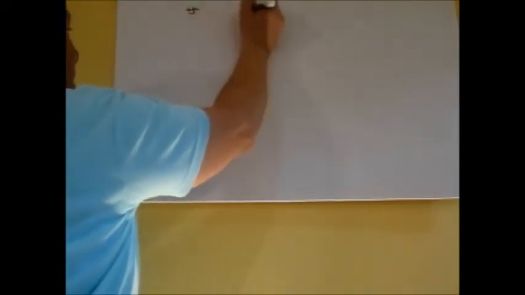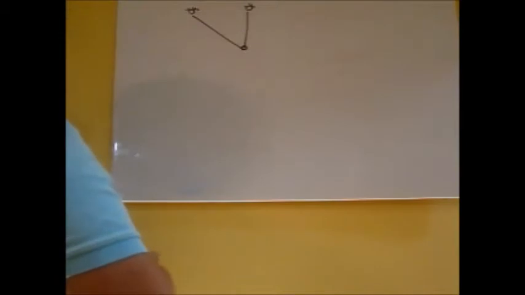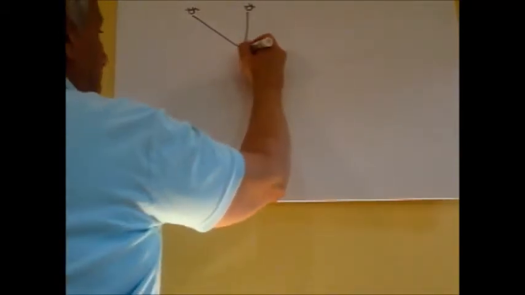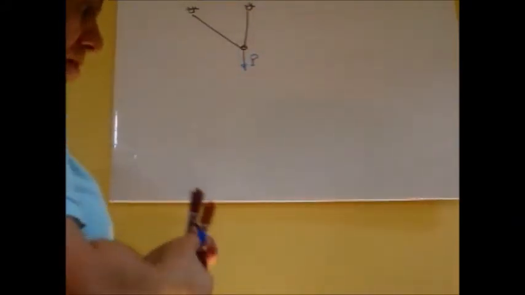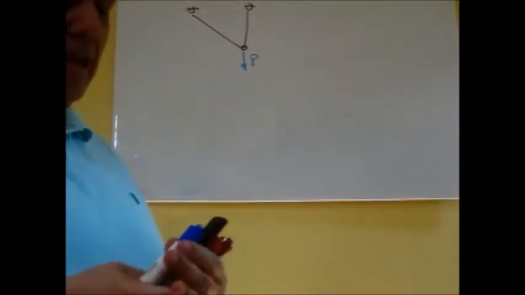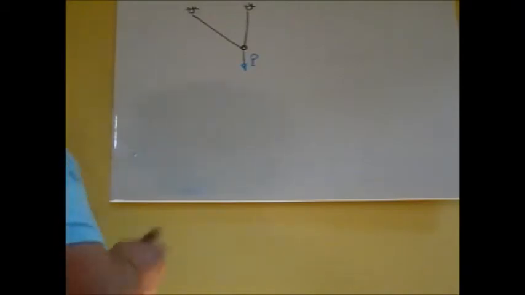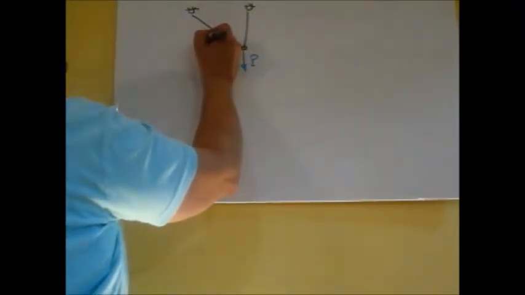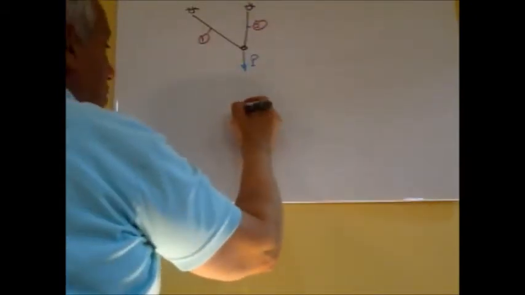If the structure is like this, there are two bars, and here's a force, might be a weight. This is called a concurrent system of forces. So what we do: if I cut the bars, if this is bar number 1 and this is bar number 2, I draw the free body diagram.